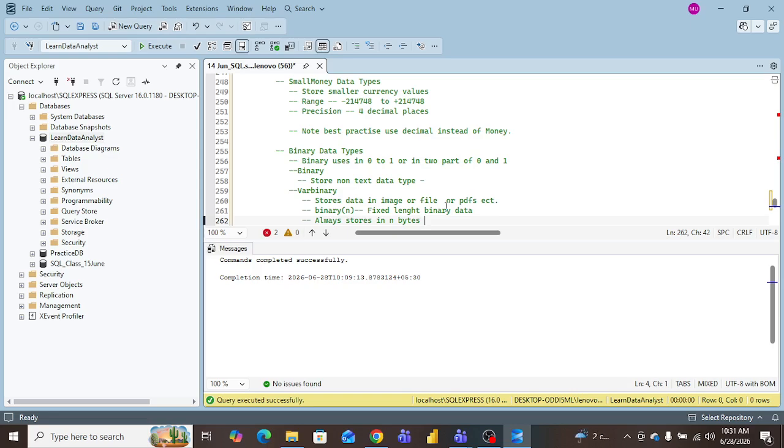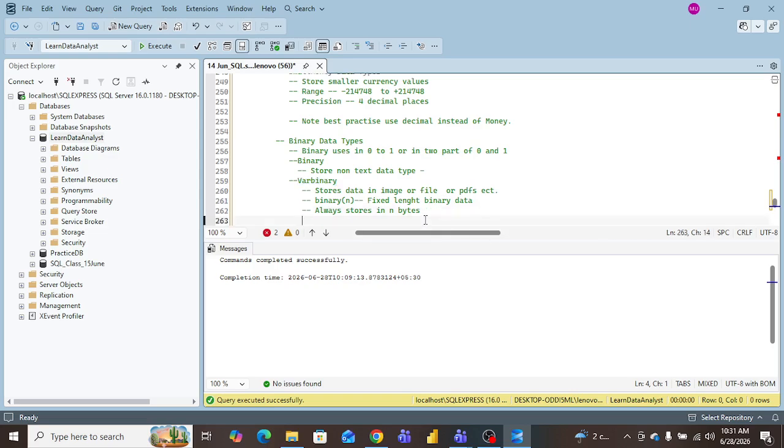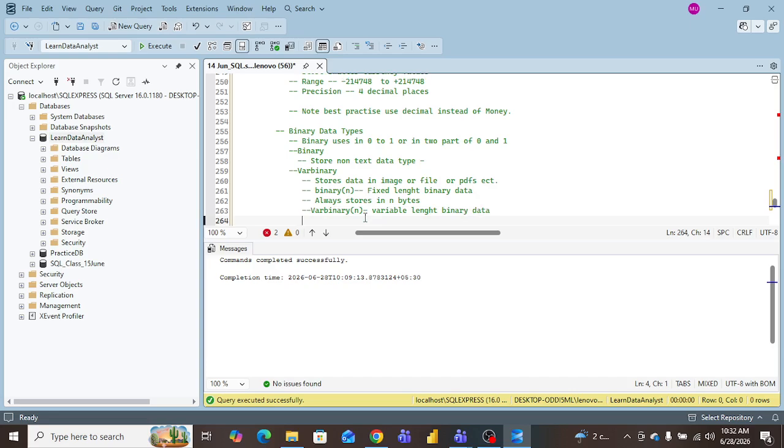Variable length binary data. I write this here. What does it mean here? Variable length binary data. It stores only the actual data.